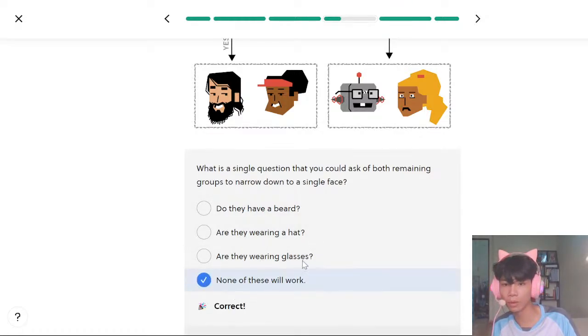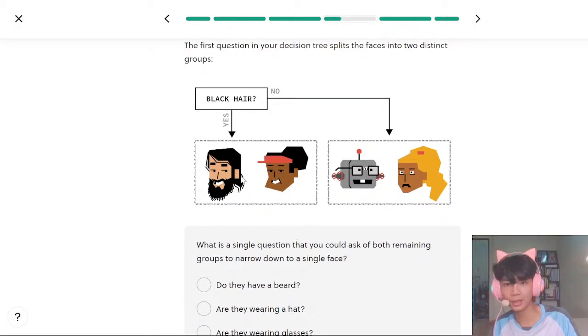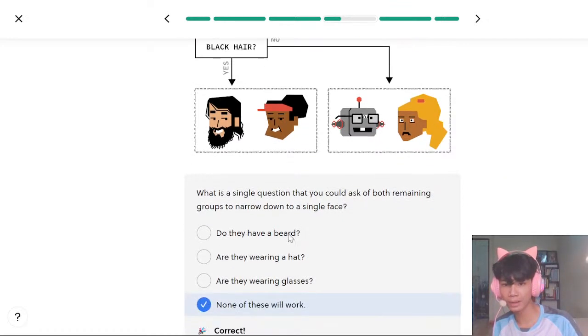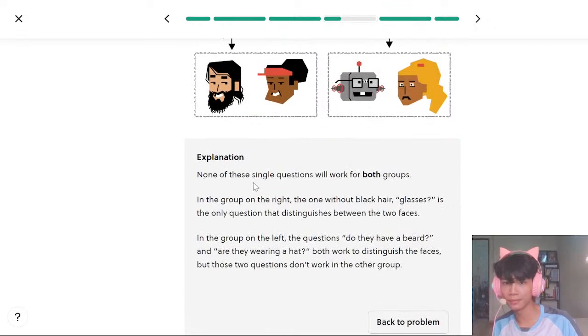None of them will work. Like, do they have a beard? Just one of them has a beard, but both of them. On the other hand, both of these people don't have a beard. The second, are they wearing a hat? Yes. So, explanation: none of these single questions will work for both groups.